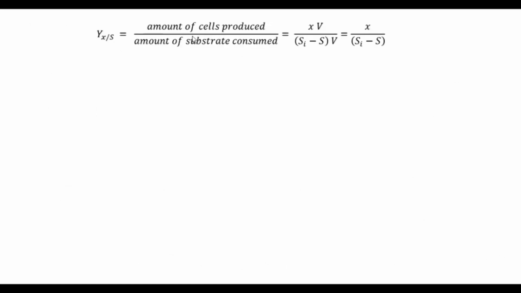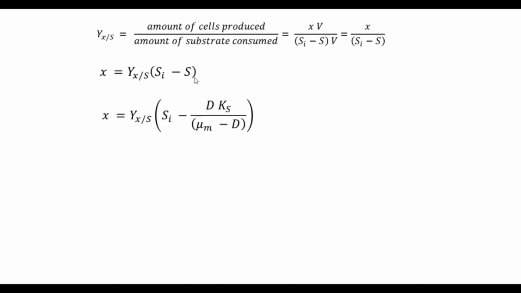So the y-axis is the amount of cells produced by the amount of substrate consumed. The amount of substrate is S naught minus S, the inlet minus S, into V. The volumes are the same, so we can cancel them. We get X by Si minus S. So X equals the yield coefficient times Si minus S from this equation.